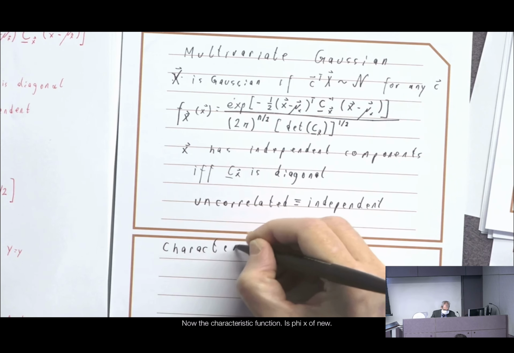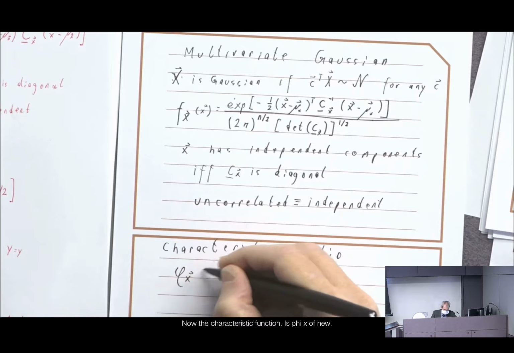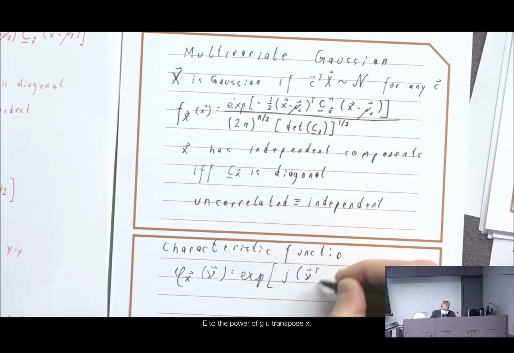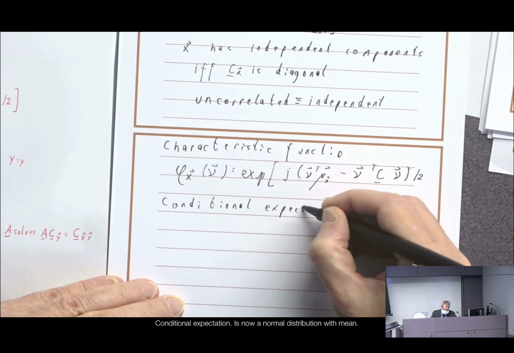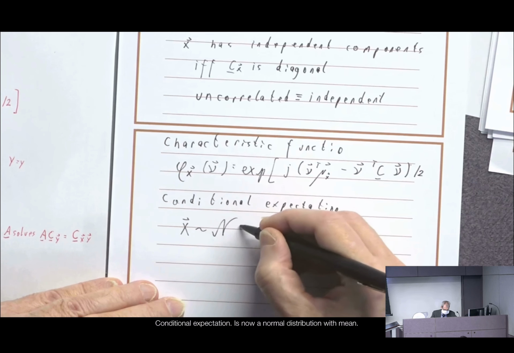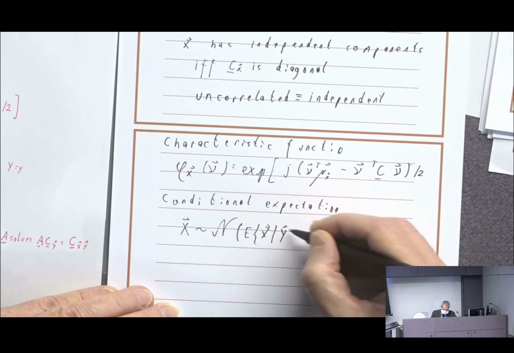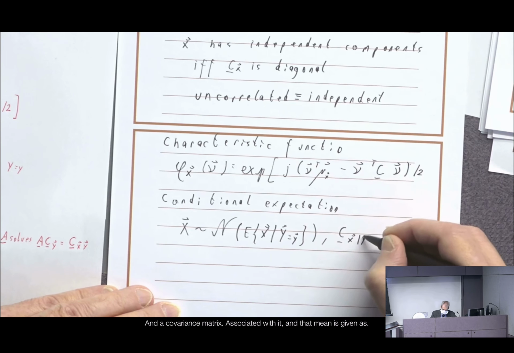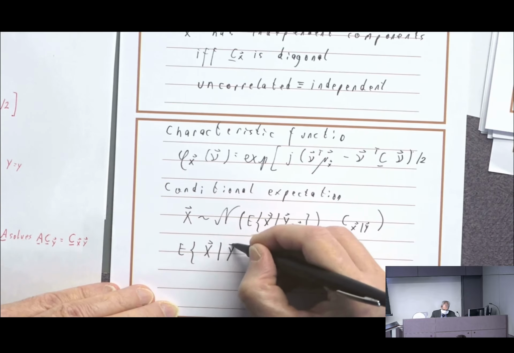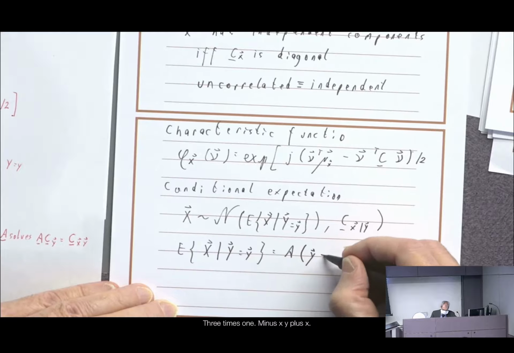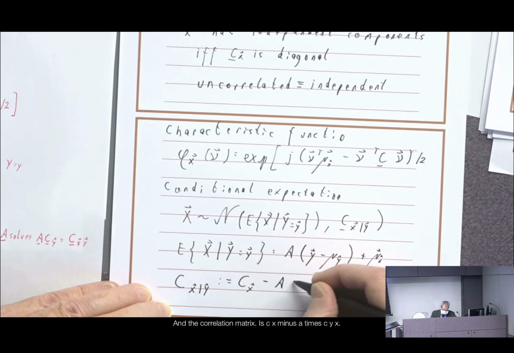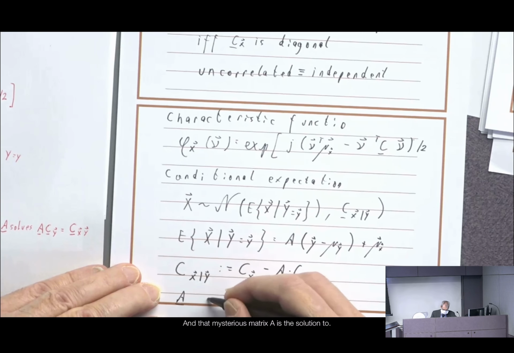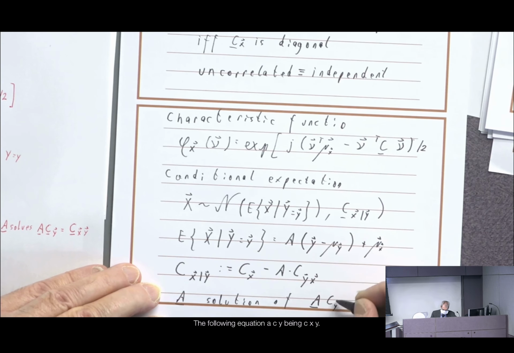Now, the characteristic function is phi x of nu equals e to the power of j nu transpose mu x minus nu transpose Cx nu over 2. And again, that's just a generalization. The conditional distribution is now a normal distribution with a mean of x conditioned on a particular vector value y and a covariance matrix associated with it, and that mean is given as A times (y minus mu y) plus mu x, and the covariance matrix is Cx minus A times Cyx, and that mysterious matrix A is the solution to the following equation, A Cy being Cxy.